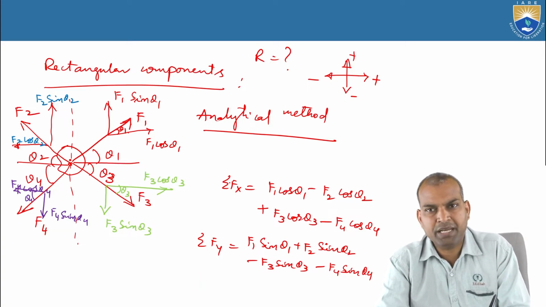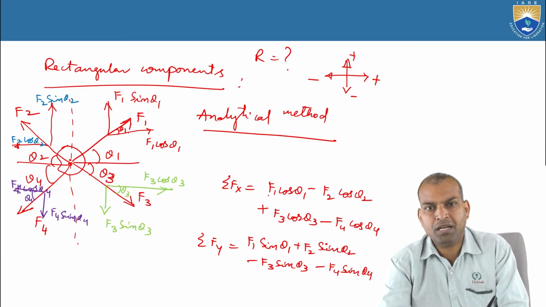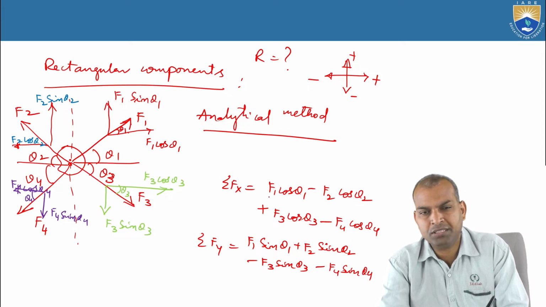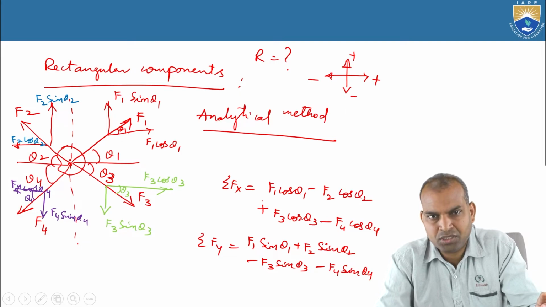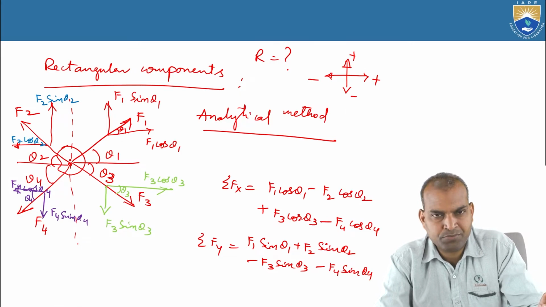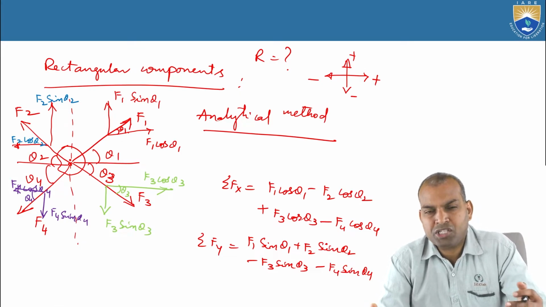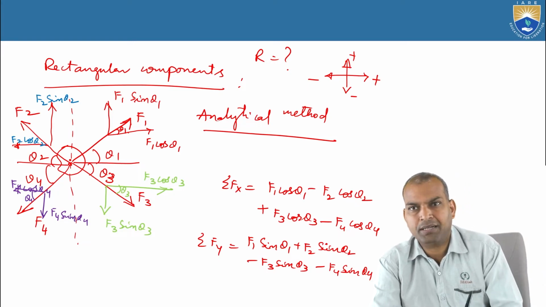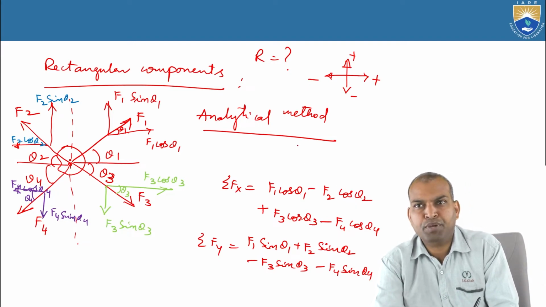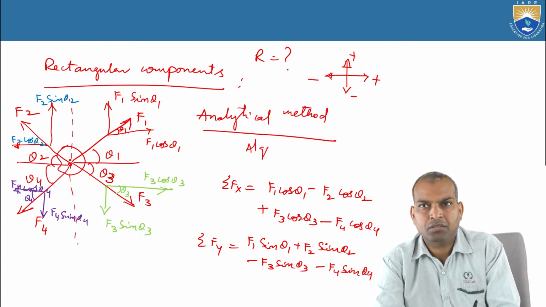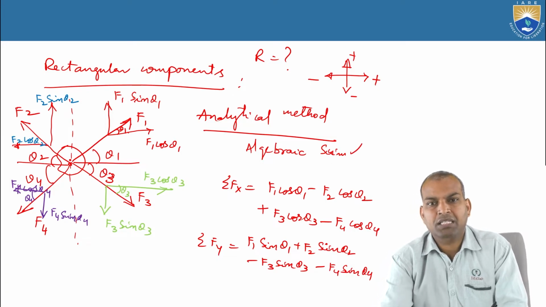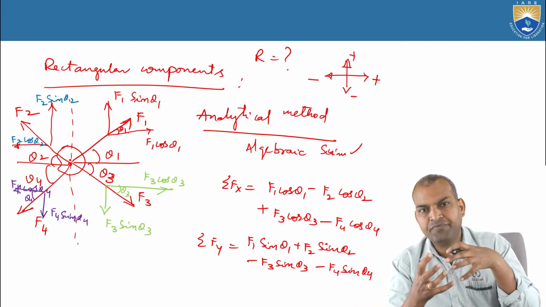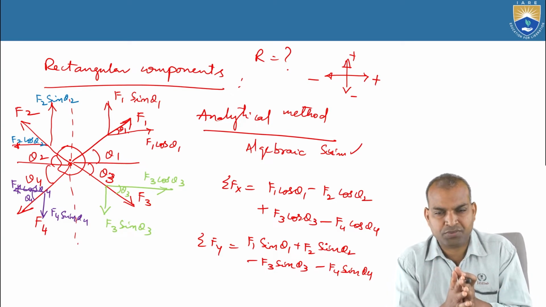In sigma Fx there are positive terms and negative terms. Similarly, in sigma Fy there are also positive and negative terms. This sum is known as the algebraic sum. Algebraic sum means the sum consists of both positive and negative terms.